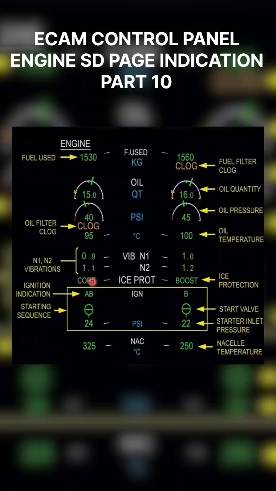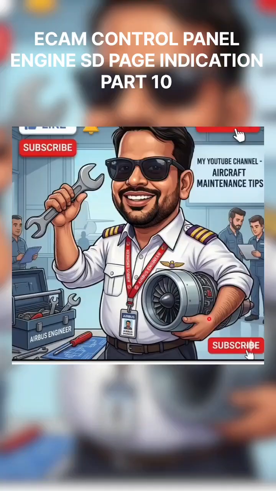Sometimes this is a core ice boost anti-ice protection. You will get the indication automatically in this case. These three things will not be in the picture, all depending on the scenario. These three things will be added automatically. Just for example, if the temperature goes beyond the limit in the nacelle, you will get this indication. If you are initiating the starting sequence, then you will get this indication. So this is all about the indications of the SD page.